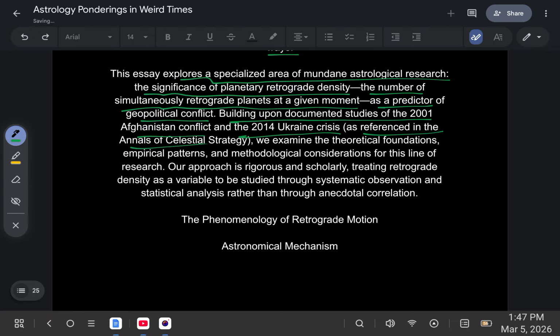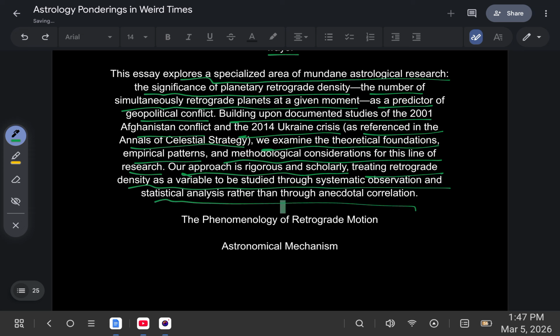As referenced in the Annals of Celestial Strategy, we examine the theoretical foundations, empirical patterns, and methodological considerations for this line of research. Our approach is rigorous and scholarly, treating retrograde density as a variable to be studied through systematic observation and statistical analysis rather than through anecdotal correlation.